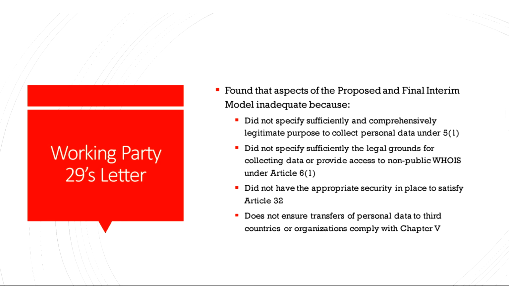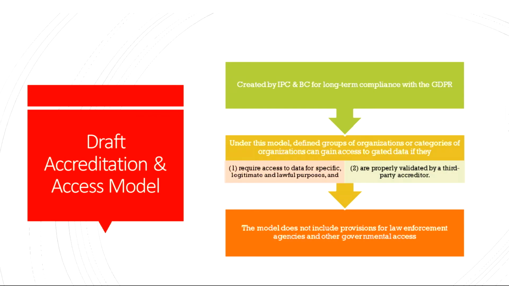So they said the interim model didn't specify sufficiently the legal grounds for collecting data or to provide access to non-public WHOIS data. Didn't have the appropriate security in place to satisfy it, and does not ensure transfers of personal data to third countries or organizations are in compliance. So there was some pushback on the interim model, and some negotiations that are taking place now between ICANN org and some European data protection agencies to see if they can get more clarity and a little bit more time.